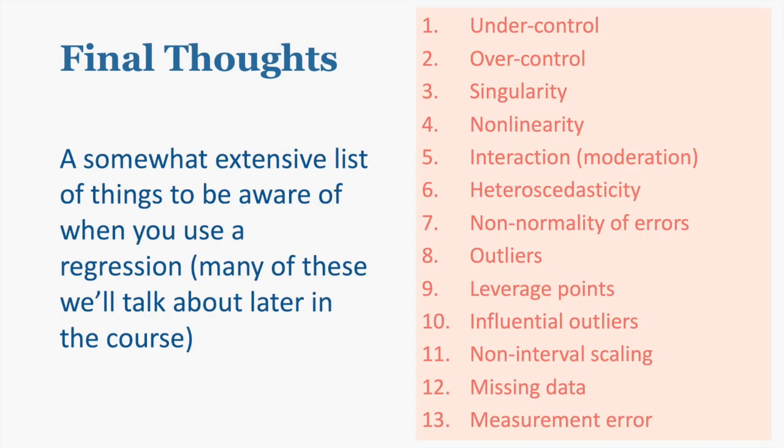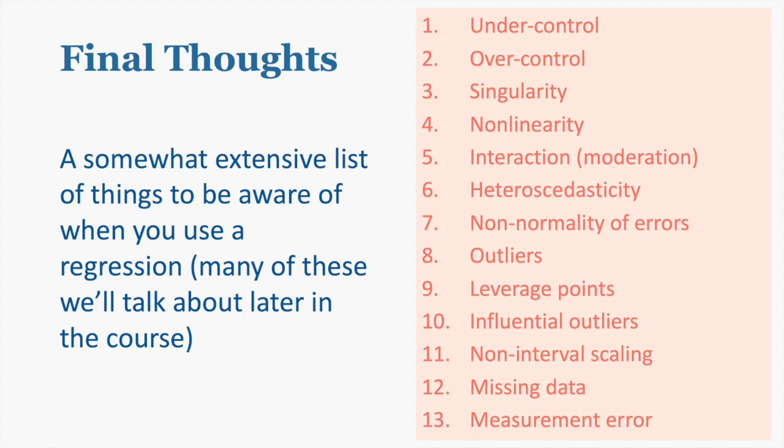A few final thoughts. Here's a list of things that are on the docket, things that we're going to talk about that impact our results of a model. We're going to talk about under control and over control, what singularity means, nonlinearity, interactions, or moderation, which is another term used for it. We're going to talk about heteroscedasticity, non-normality of errors, outliers, leverage points, influential outliers, non-interval scaling, missing data, and measurement error. We're going to hit on the majority of these as we go through the chapters.